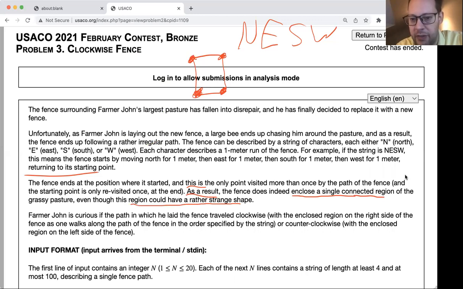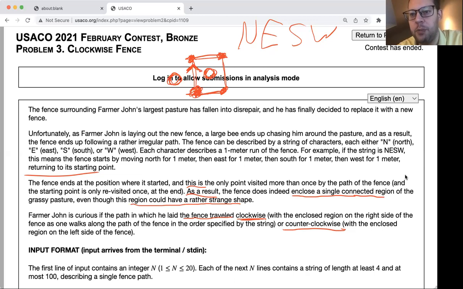Farmer John is curious if the path in which he laid the fence traveled clockwise with the enclosed region on the right side of the fence as one walks along the path of the fence in the order specified by the string, or counterclockwise with the enclosed region on the left side of the fence. Okay, so for example, in this particular fence that we just did, we went north and then east and then south and then west. As he's walking along, the enclosure would have been to his right side and the open space would have been to his left side.